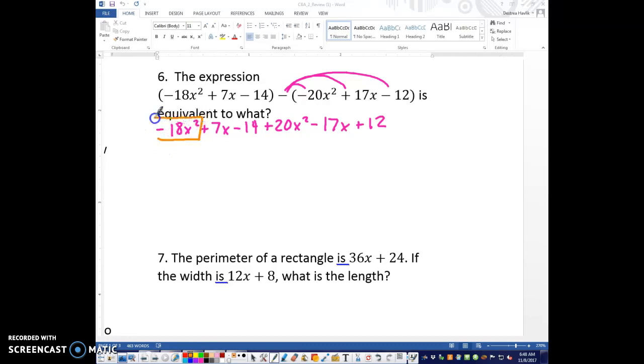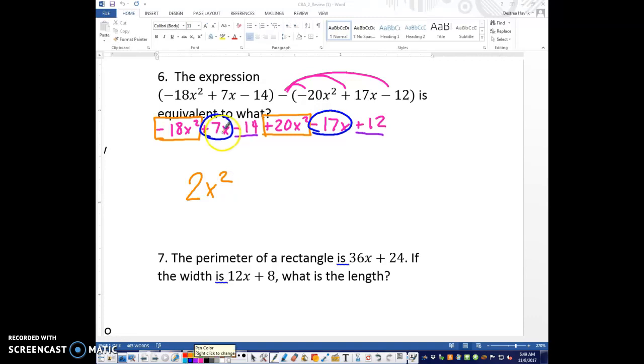We have x squared here and an x squared family here. Okay? We have an x family here and an x family here. We have a number family and a number family. Okay. So negative 18 plus 20 is what? Type it in. Negative 18 plus 20. It's 2x squared.